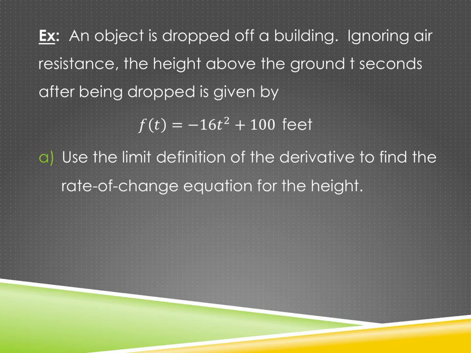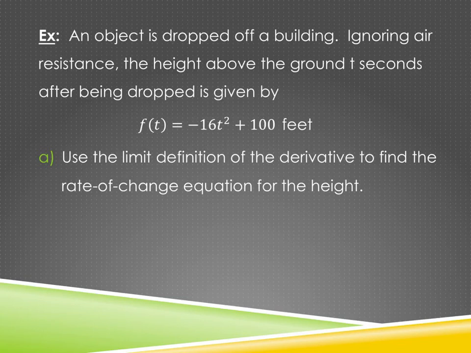An object is dropped off a building. Ignoring air resistance, the height above the ground, t seconds after being dropped off, is given by f of t equals negative 16t squared plus 100 feet. Part A says, use the limit definition of the derivative to find the rate of change equation for the height.